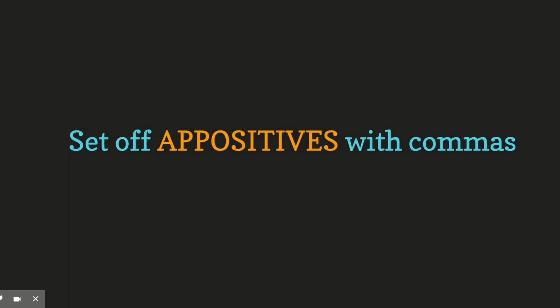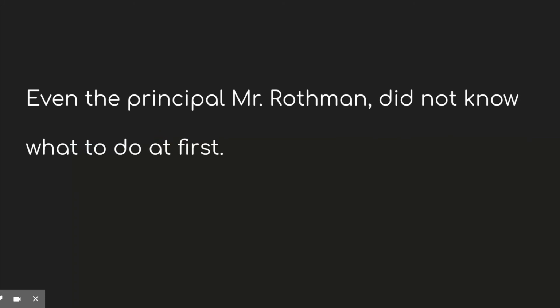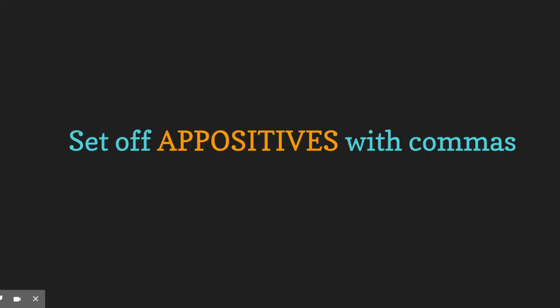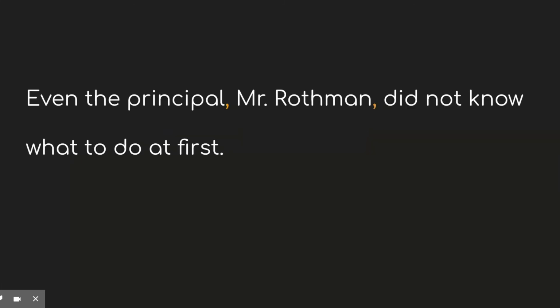So the next one is that you need to set off appositives with commas. If you remember, appositives are when you're specifically naming something, right? So the example from one of your papers: even the principal, Mr. Rothman, did not know what to do first. So Mr. Rothman is naming the principal. Those need to be set off with commas. That's what we say when something has a comma before it and afterwards.